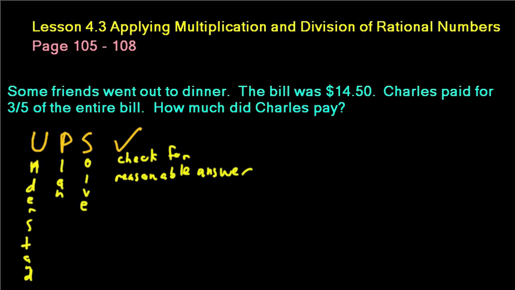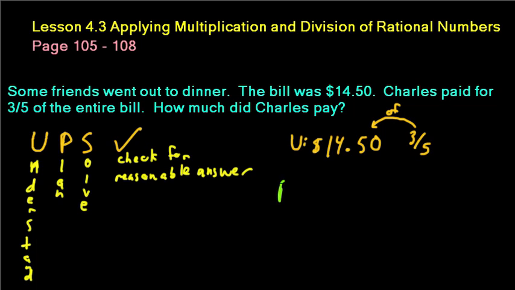Okay. So first thing is to understand. Well, here's what I understand. I know that the bill cost $14.50. I also know that Charles is going to pay 3/5 of the $14.50. So I have to figure out what 3/5 of $14.50 is. So that is my U, I'm understanding. Okay, my P, I'm going to plan this out.